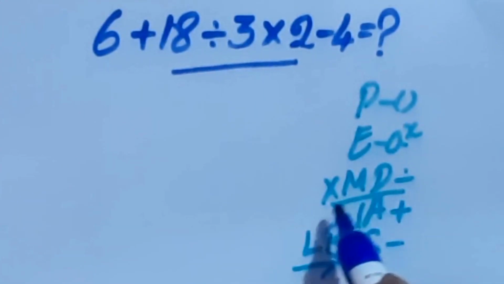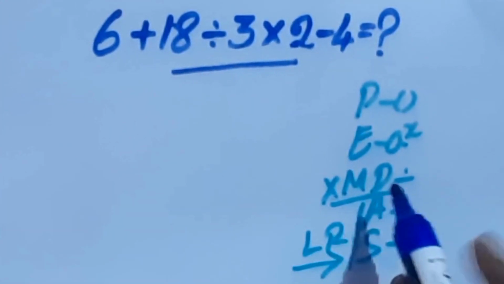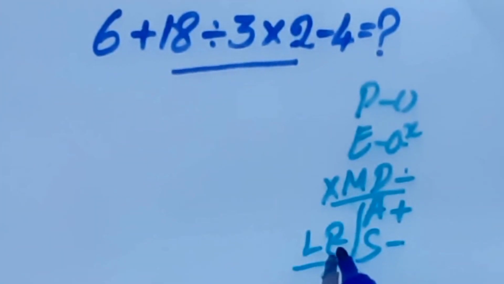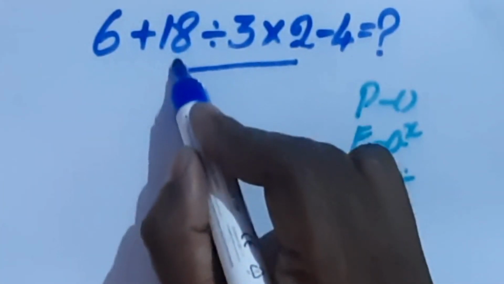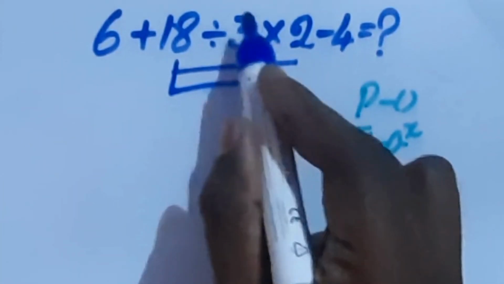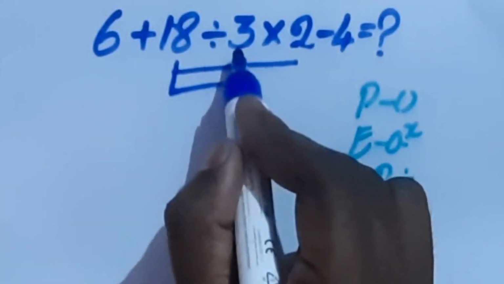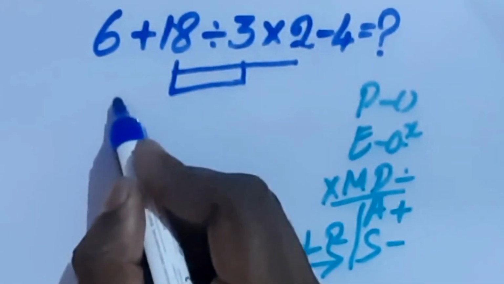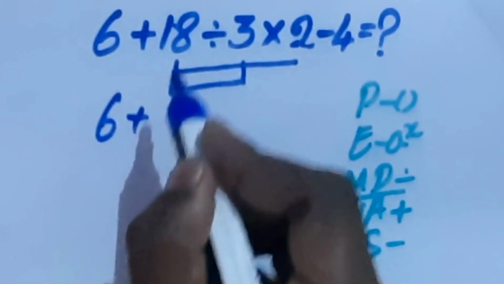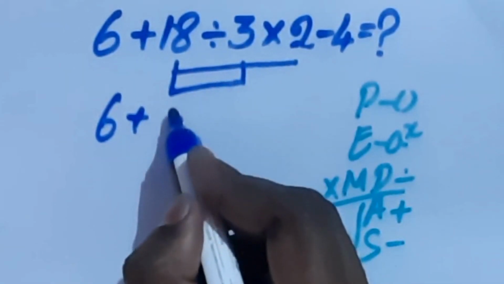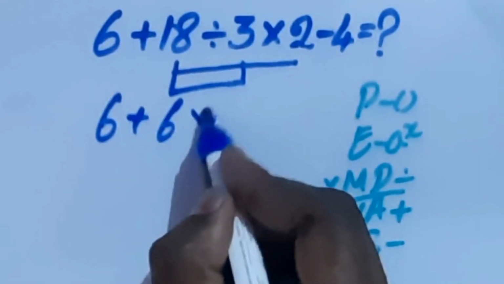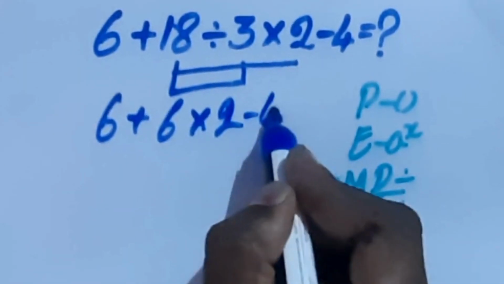Here multiplication and division are equal priority. For this equal priority, we have introduced this left to right rule. Here left to right is 18 divided by 3. So we have to do this division before any other operation. So 6 plus 18 divided by 3 is 6 times 2 minus 4.